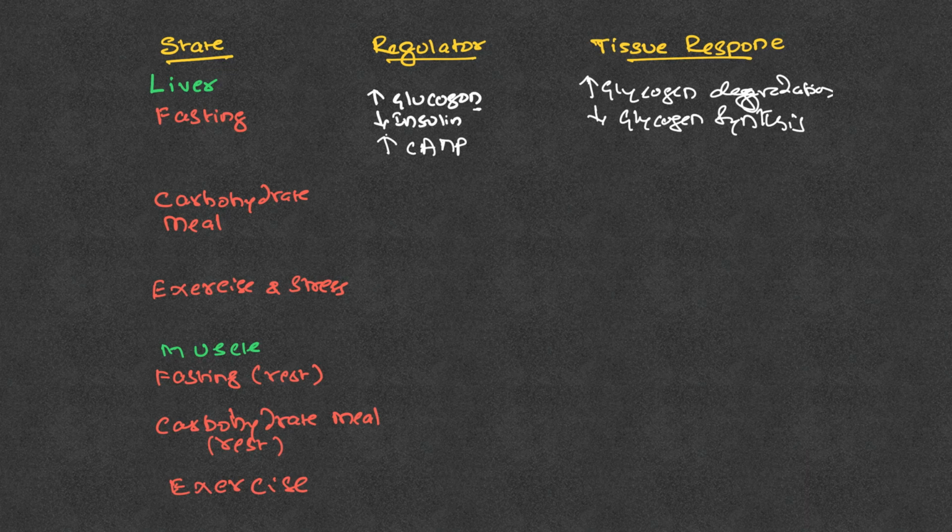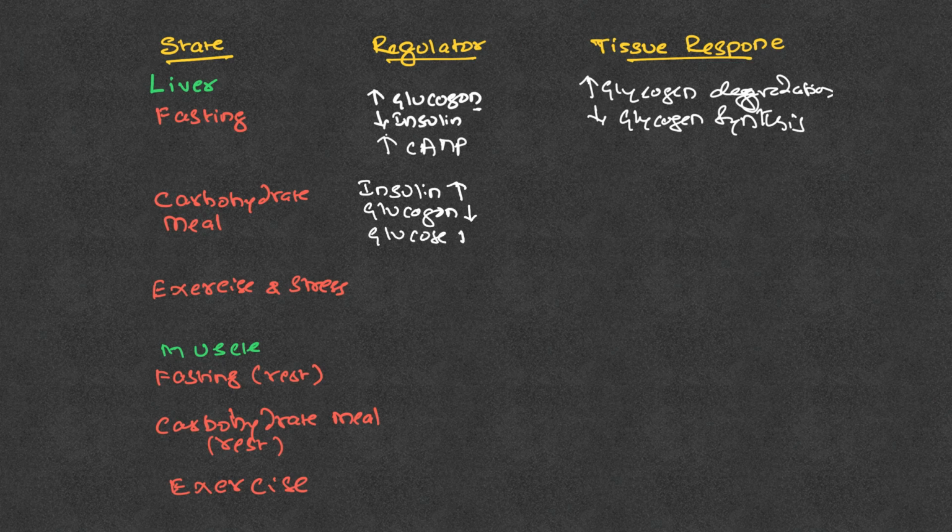Now let's move on to see what will happen after a carbohydrate meal. Whenever we take a carbohydrate meal, blood glucose increases. That means there is increased release of insulin from the beta cells of the pancreas, and accordingly there is a decrease in glucagon. So glucagon is decreased, insulin is increased, and there is also an increase in blood glucose level.